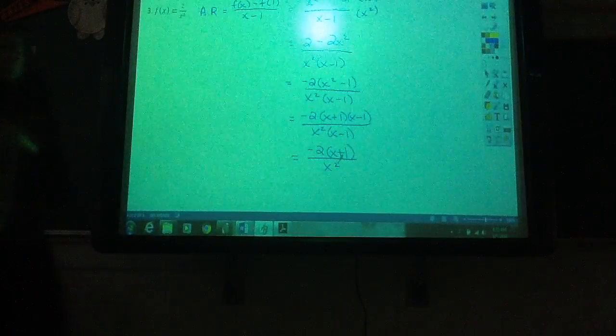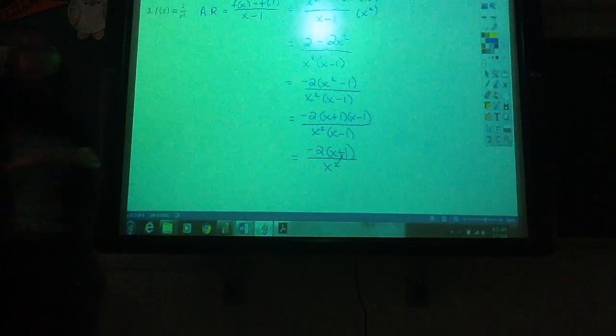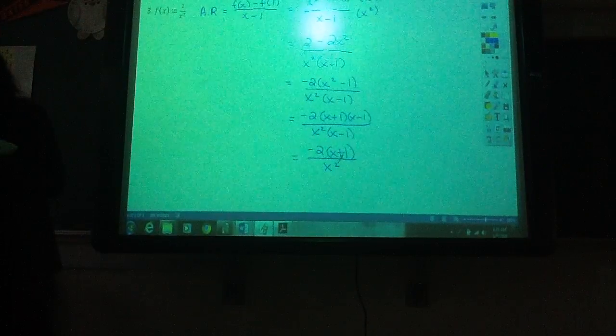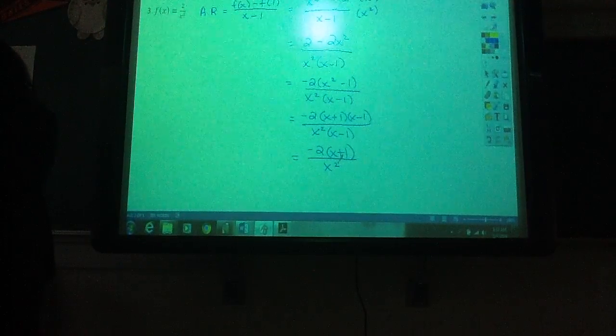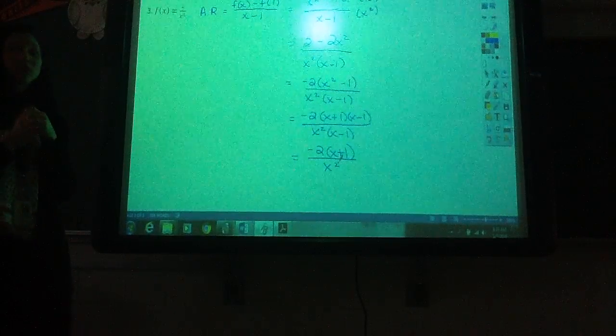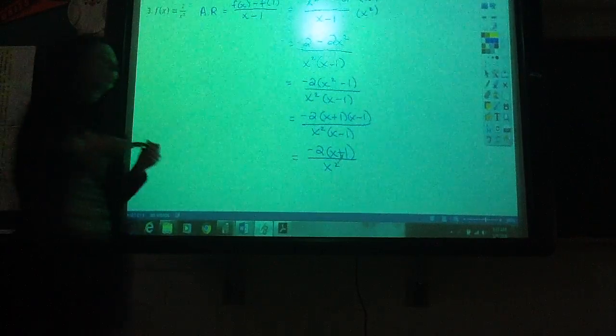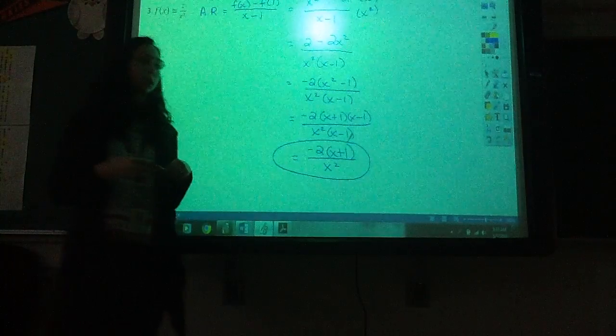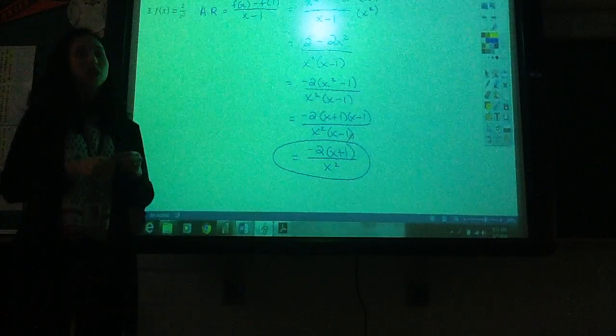Is there anything else I can do with that? I want to say yes, but I'm not sure what. Well, I'm going to make your life a whole lot easier. There's nothing else you can do. Okay. This is the average rate of change between 2 points on that rational function curve.